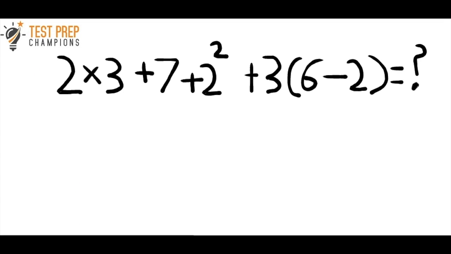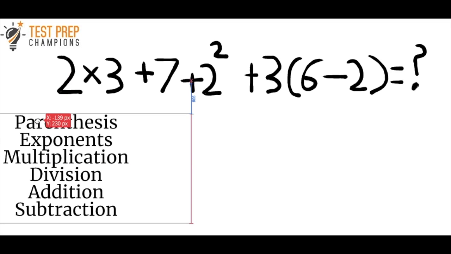So the key to getting this right is to know your order of operations. The order of operations rules tell you the order that you have to do the operations in, meaning your addition, subtraction, multiplication, division. You always want to do the parentheses first, start with what's inside those parentheses, then go to your exponents, then multiplication, then division, and then after you've done your multiplication and division, you can do your addition and subtraction.